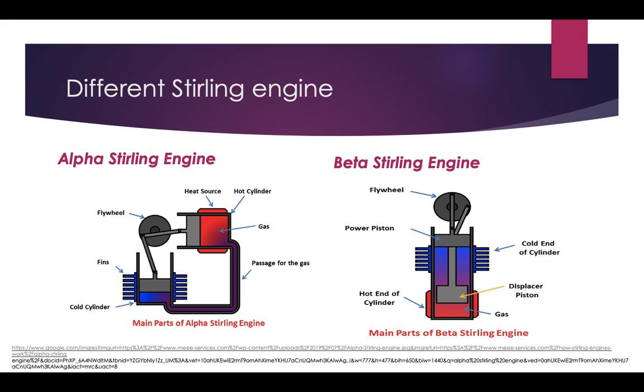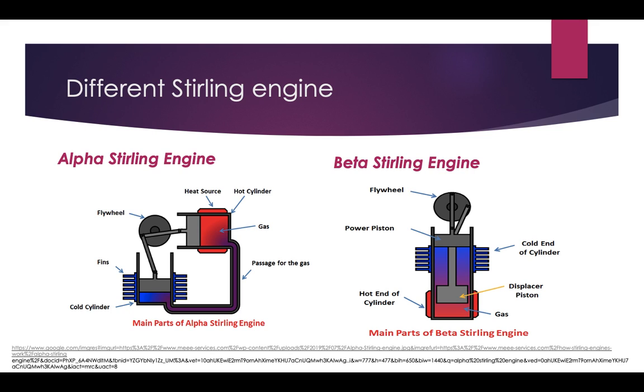So next is different Stirling engines. So basically there are two Stirling engines. First is alpha Stirling engine and another is beta Stirling engine. As you can see the diagram of these two Stirling engines and their different main parts.